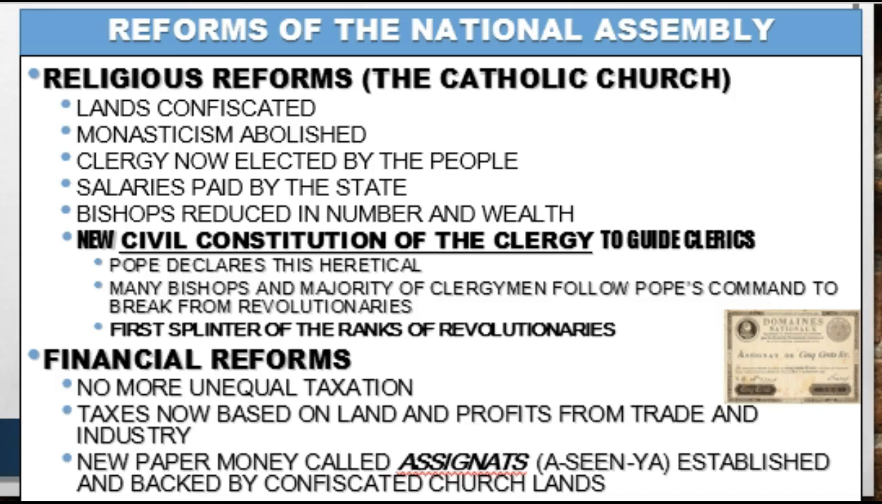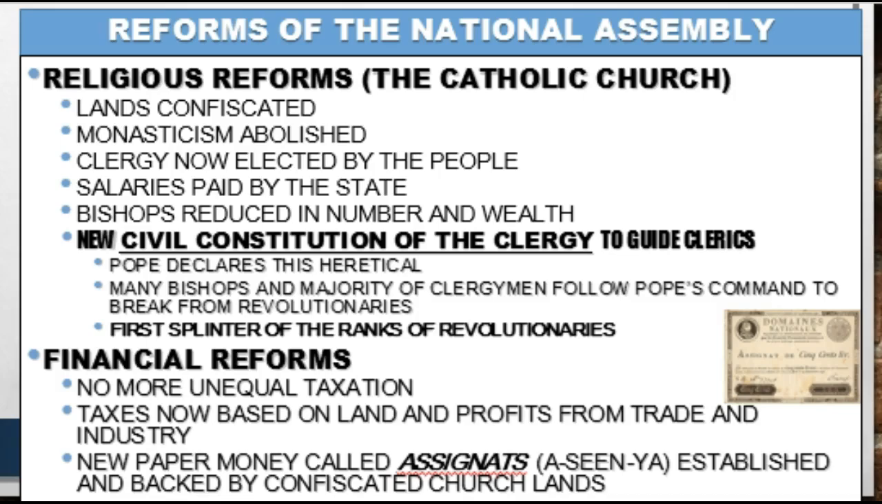Financial reforms. They made some enlightened financial reforms where there was no more unequal taxation. Everybody paid their fair share. Taxes were now based on land and profits from trade and industry. And they issued new money called assignats, established and backed by confiscated church land. So they sold the church land that they confiscated and used it to back currency. It became paper currency, something they didn't have before. And, like I said, the church land was sold to pay off the national debt. Much of it was purchased by the peasants.